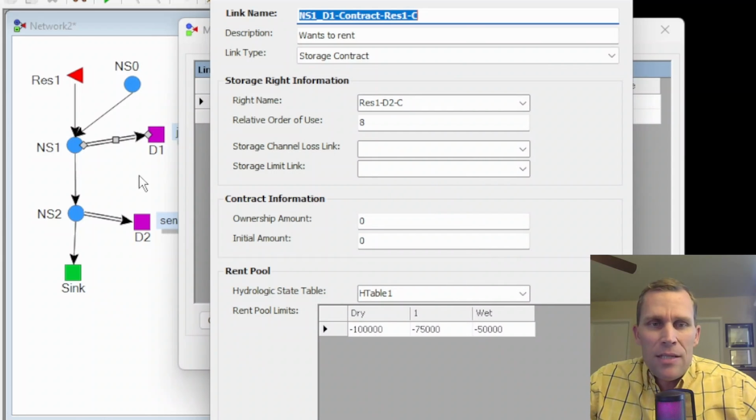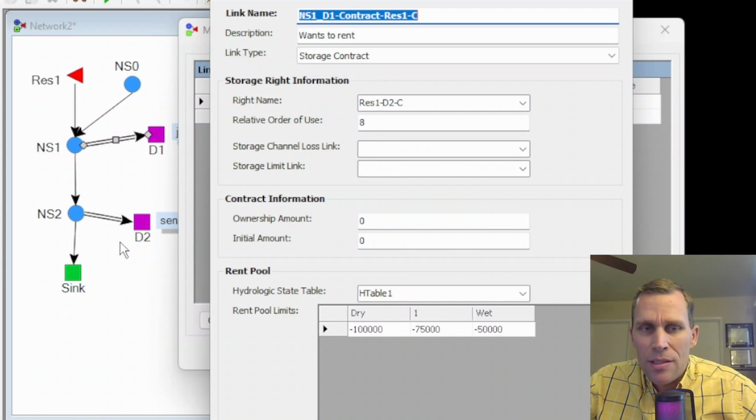So for instance, if D1 is the only subscriber and D2 is the only contributor to the rent pool of water for this particular time period, and it happens to be an average hydraulic state according to H table 1, then subscriber D1 is willing to purchase 75,000 acre feet of water. However, if you think back to that other table, contributor D2 is willing to sell as much as 150,000 acre feet of water. So in that situation, 75,000 acre feet of water would be purchased, and then I guess the remaining 75,000 acre feet of water would not be purchased unless there was another buyer or subscriber who's looking for water to augment their supplies.